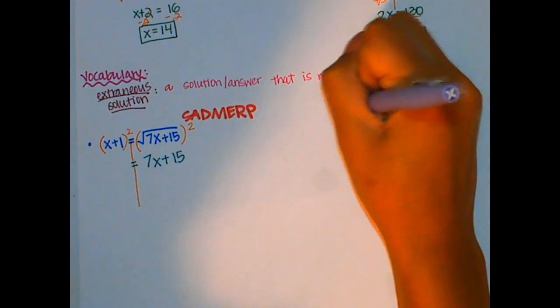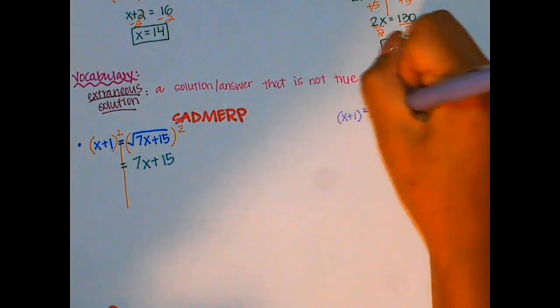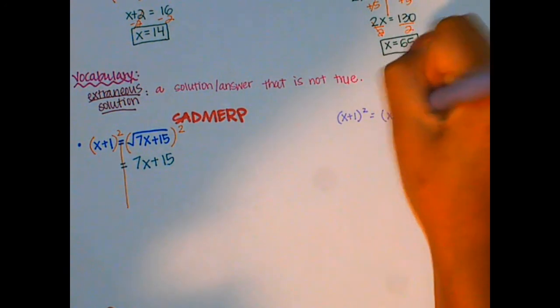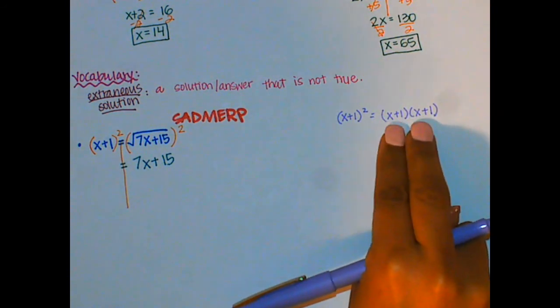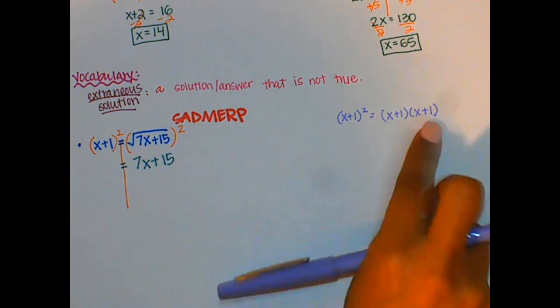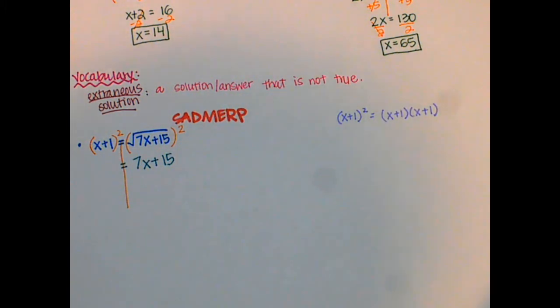squared. Well, I know squared means that there's 2 of them, right? So I'm going to go ahead and expand that. x plus 1, x plus 1. Now we can see this, and we notice that this is a multiplication of 2 binomials. So we know a few methods of how to solve for this.